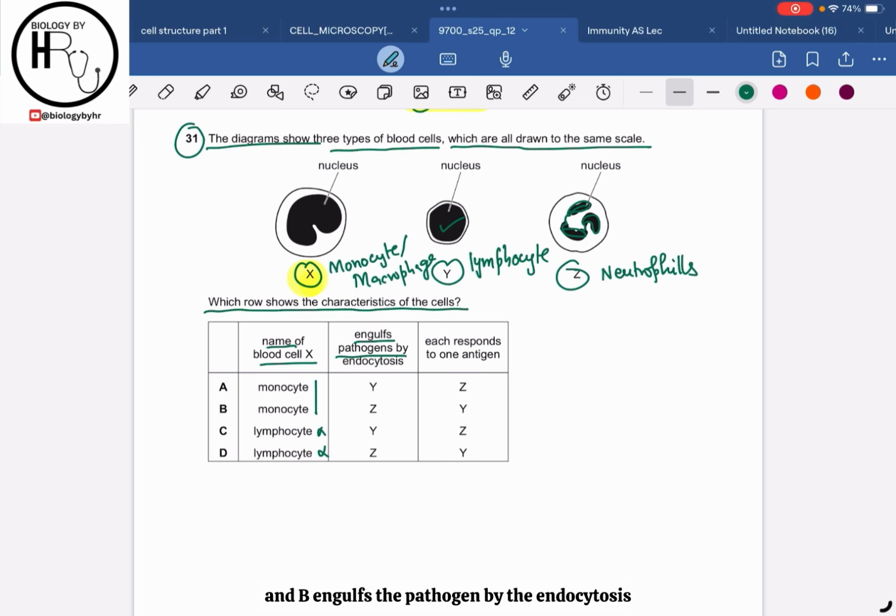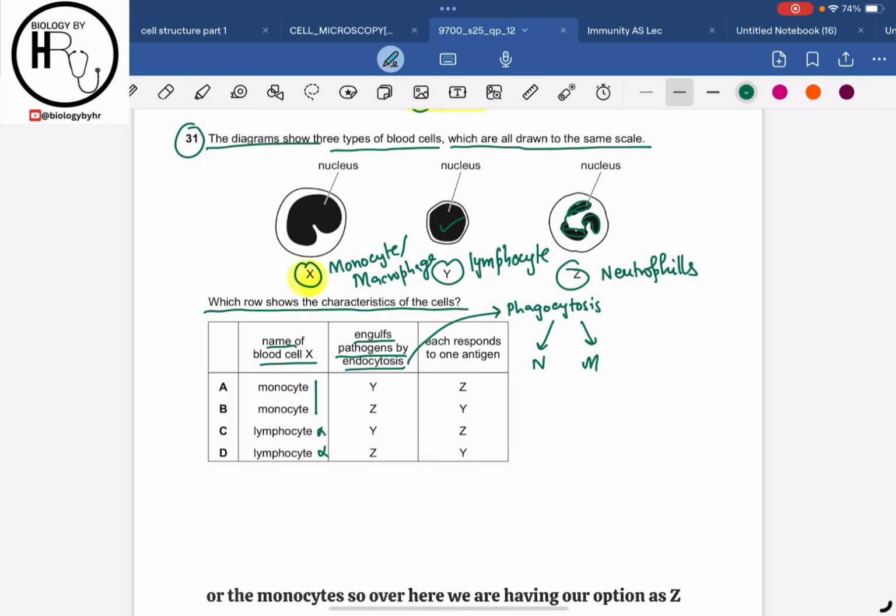Engulfs the pathogen by endocytosis. So a type of endocytosis is phagocytosis. And in phagocytosis, there are two types of cells that are involved. One is the neutrophils and the other one is the macrophages or the monocytes. So over here we have our option as Z, which is the neutrophil, because Y is the lymphocyte and lymphocytes are not involved in endocytosis.